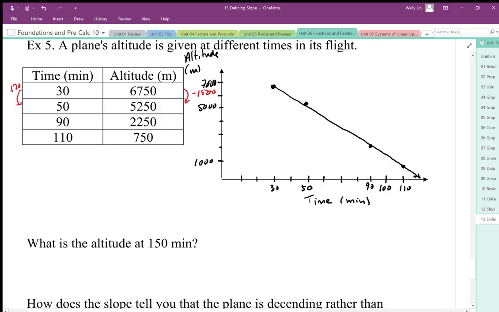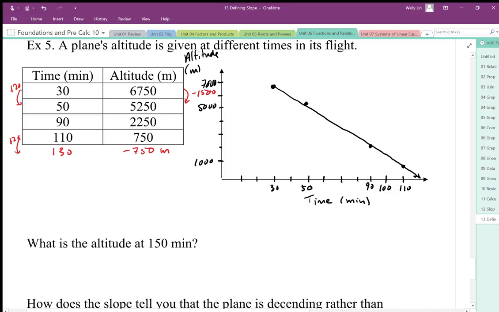So I'm going down 1,500 meters for every 20 minutes. If I do another 20 minutes here, that gets me to 130 minutes, and I'm going to be at negative 750 meters. So we've kind of hit the ground. It looks like that's the case as well when we look at the graph. At 150 minutes, we're underground.